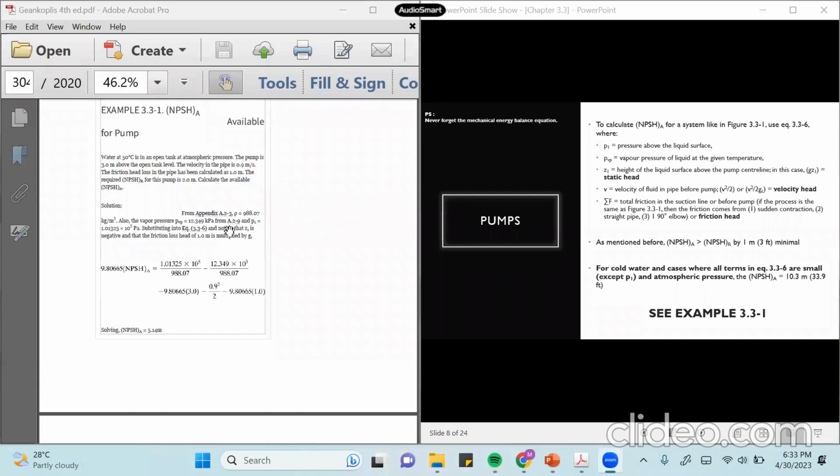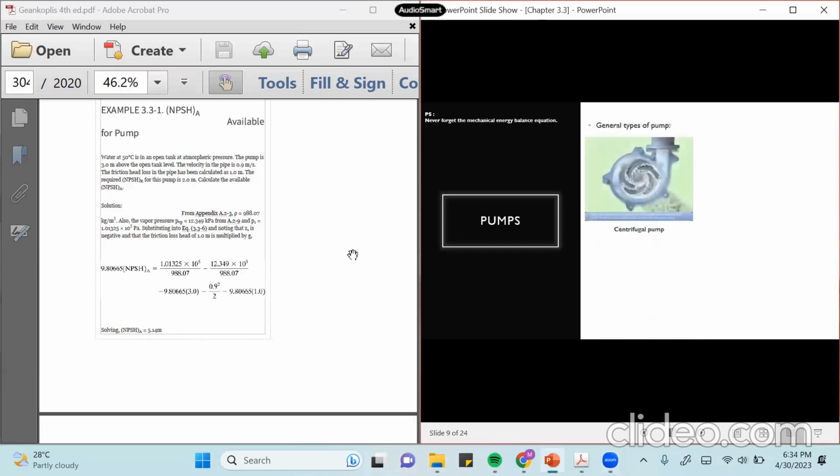Okay, sorry for the disturbance. So I found that the NPSHA is 5.14 meter and the NPSHR is 2 meter. As I said previously, NPSHA shall be higher than NPSHR by 1 meter. So since the NPSHR for this pump is 2 meter, the minimum available NPSH given by the manufacturer shall be 3 meter. But the designer is generous enough to give an NPSHA of 5.14 meter. Okay, so I will go to the next slides.